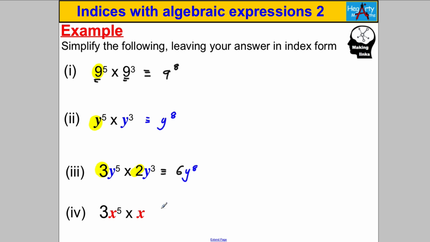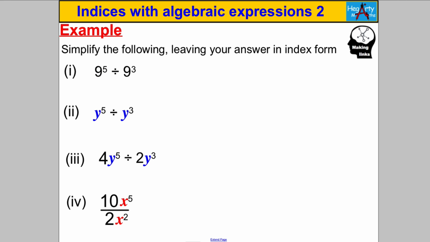And what about the last one? Here we've got 3x to the power of 5, and here we've really got 1x, haven't we, to the power of 1. 3 times 1 is 3. x to the 5 multiplied by x to the 1 is going to be x to the power of 6. And we're done. Okay, let's do the division rule.